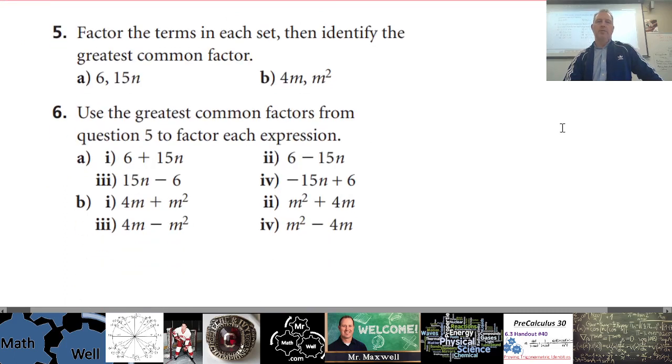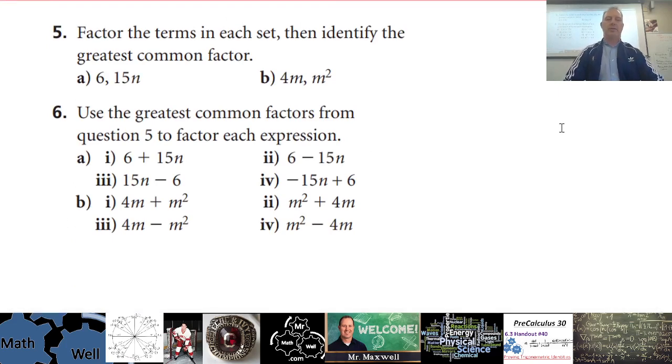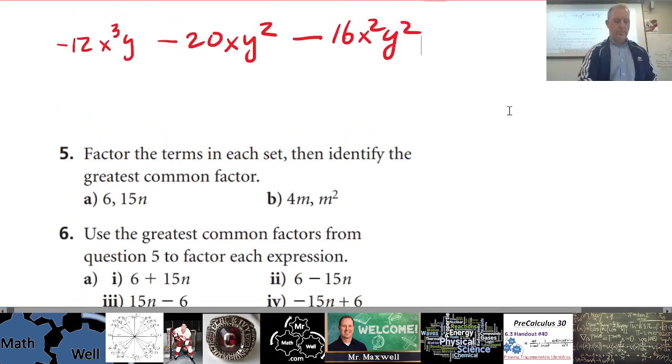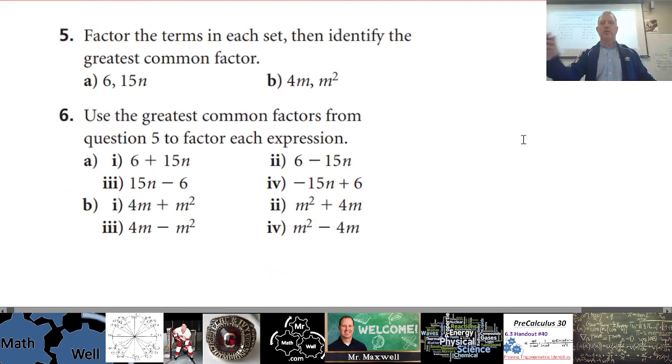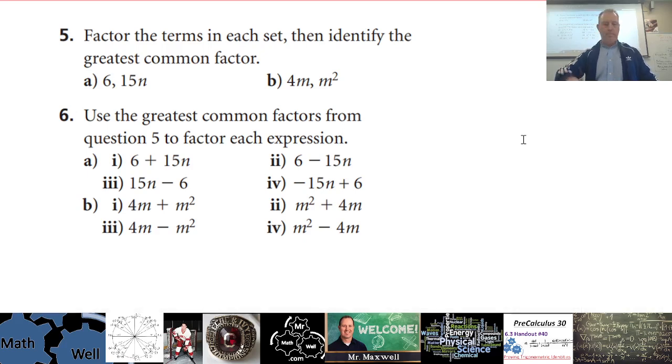Okay, let's move to some of your assignment questions. I'll do some of those with you. So let's take a look at number 5. Write down what you need to write down there, please. Okay, so number 5 says factor the terms in each set, then identify the greatest common factor.